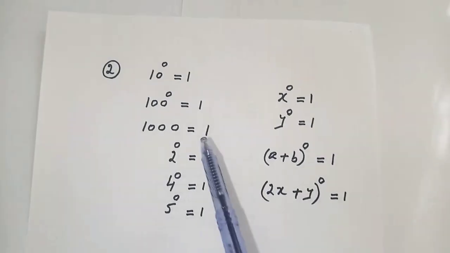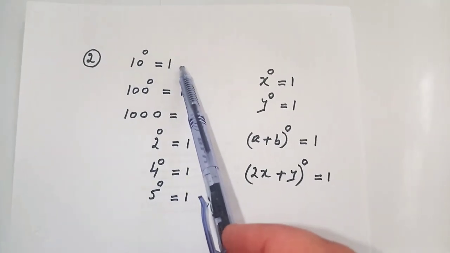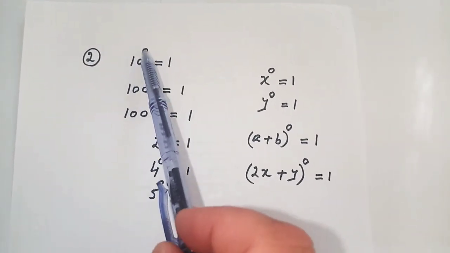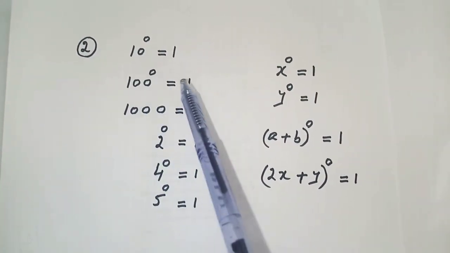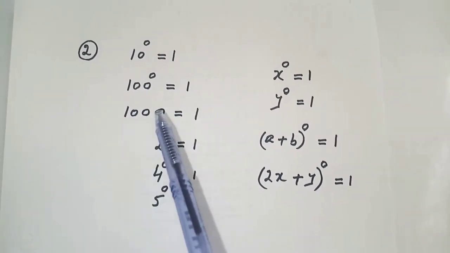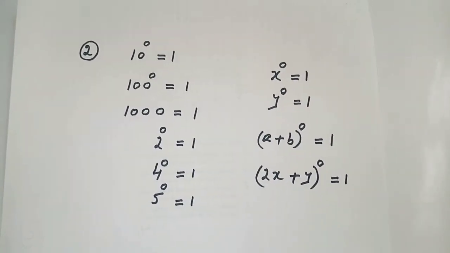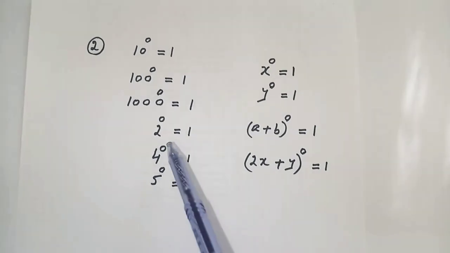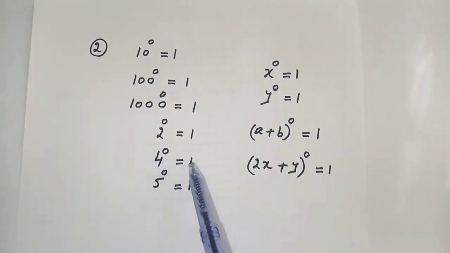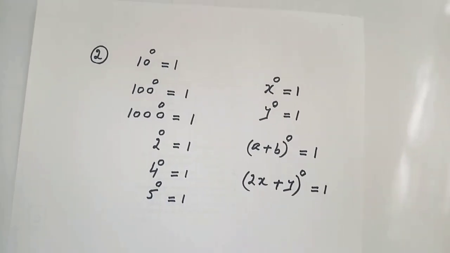This is technique number 2. If the power of a number is 0, then that number is equal to 1. For example, 10 power 0 is equal to 1. 100 power 0 is equal to 1. 1000 power 0 is equal to 1. 2 power 0 is equal to 1. 4 power 0 is equal to 1. 5 power 0 is equal to 1.